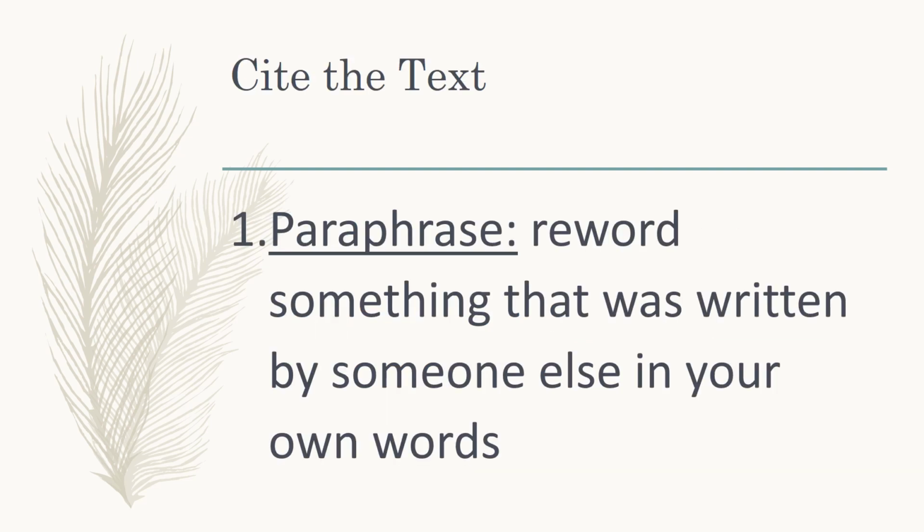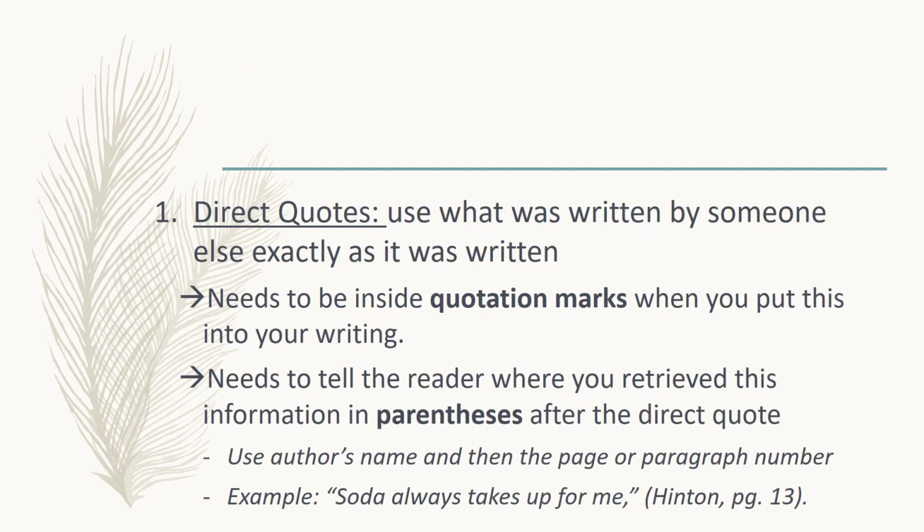Okay, and then we're going to move on to the C of the ICE, so citing the text. There are two ways that you can do this. First, you can paraphrase. You want to paraphrase by rewording something that was written by someone else and rewriting it in your own words. Another way that you need to cite the text is by using direct quotes. So, using direct quotes is when you use what was written by someone else exactly as it was written.